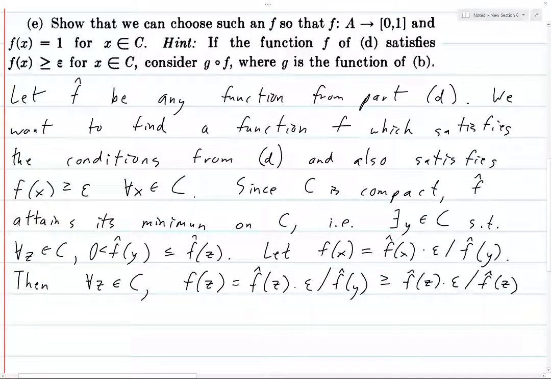Anyways, now we've got f hat of z in the numerator and denominator, so that's just epsilon. So f of z is greater than or equal to epsilon for all z in C. Alright.